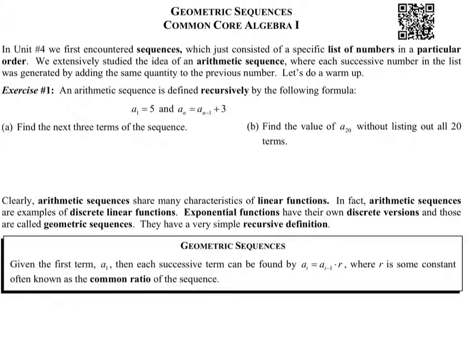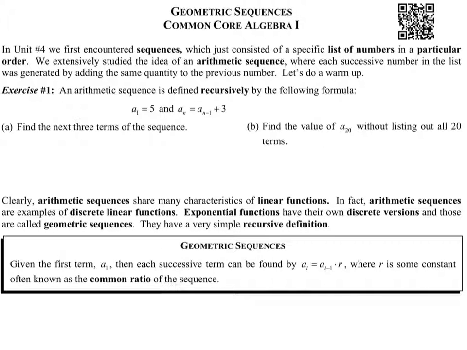All right, in unit number 4, we first encountered sequences, which just consisted of a specific list of numbers in a particular order. We extensively studied the idea of an arithmetic sequence, where each successive number in the list was generated by adding the same quantity to the previous number. So let's do a warm-up. Exercise number 1.